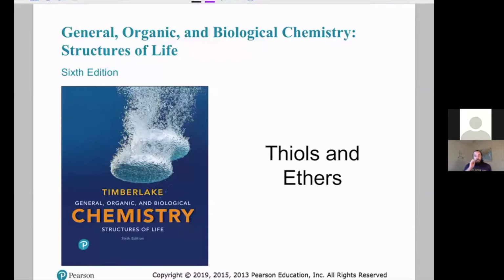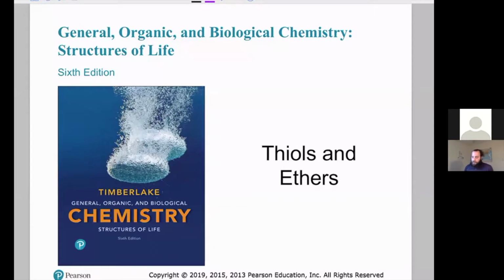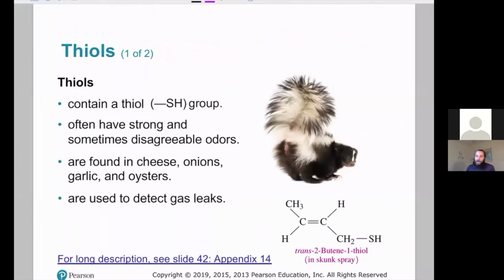All right, so now let's talk about the remaining two functional groups, thiols and ethers. Remember, thiols are a lot like alcohol groups, but instead of OH, they contain SH. They tend to have really strong odors. Some of them are on the pleasant side, as in onions or garlic, cheese. Other times, very disgusting, such as skunk spray. So they just tend to have very pungent odors.